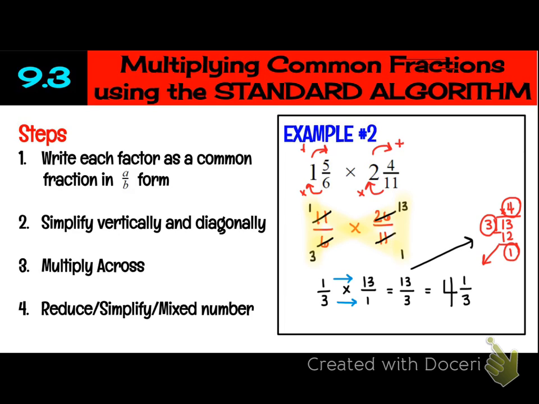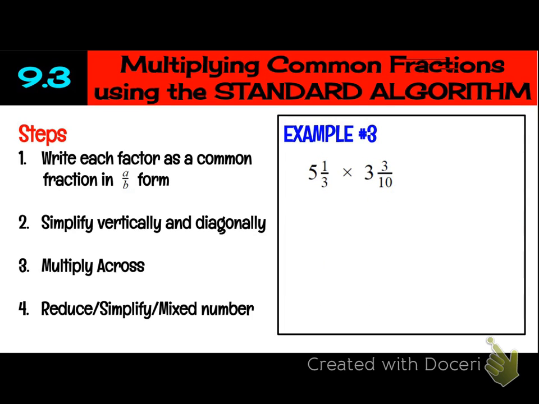Okay, we have one more example. When we look at the third example, it's 5 and 1/3 times 3 and 3/10. Try that out. See how you do. Come back when you're done. Okay, let's see how we did. We see that they're both mixed numbers, so we're going to change them to A over B form. 3 times 5 is 15, plus 1 is 16/3, times 10 times 3 is 30, plus 3 is 33/10.